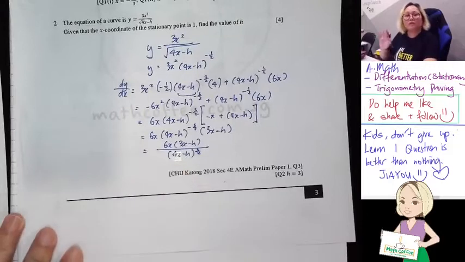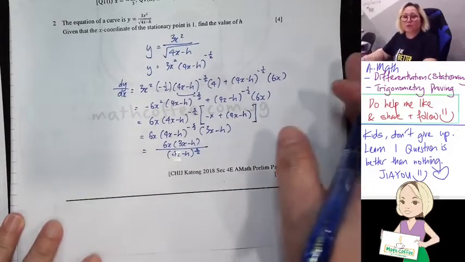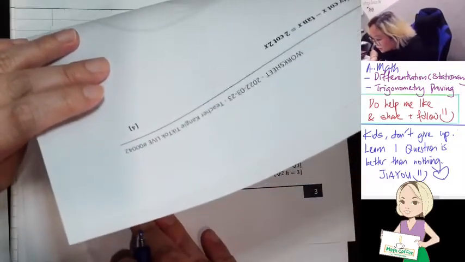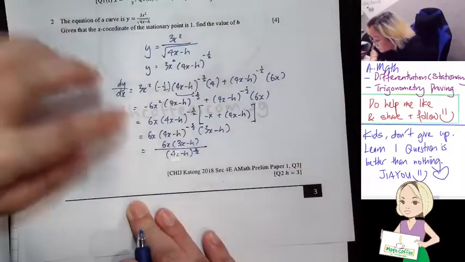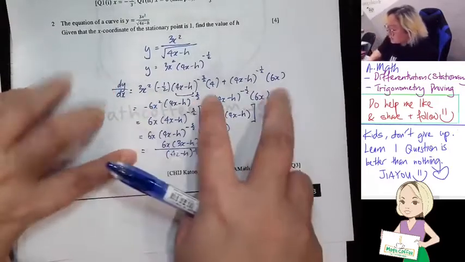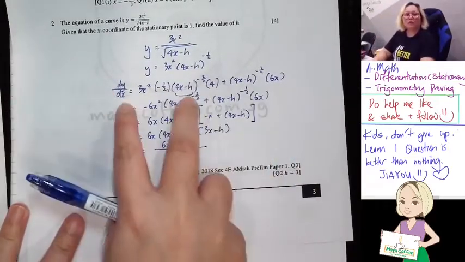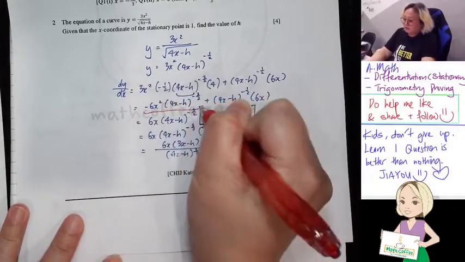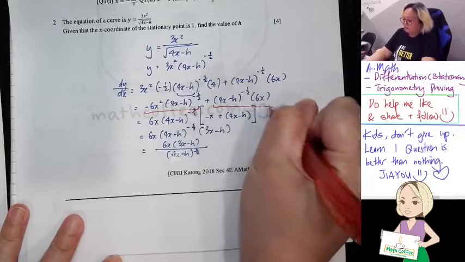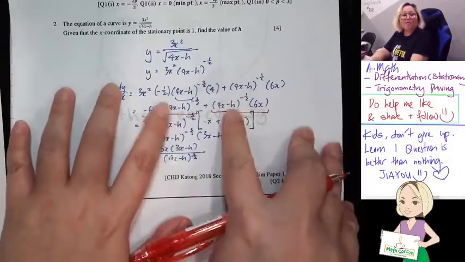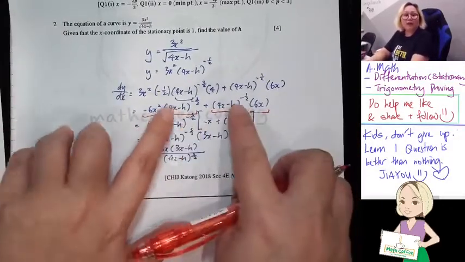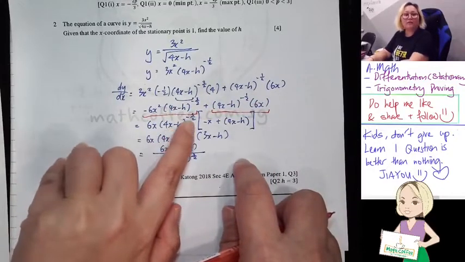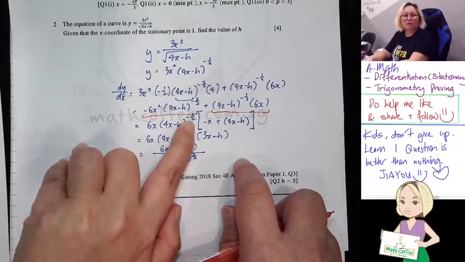So our task is to do dy dx equals to 0. Where did the 4x minus h come from? No, this is taking out the common factor. There are two terms here. See, there are two terms here. This is one term and this is one term. So I'm taking out common factor from these two terms. And the common factor from these two terms is this 6x, 4x minus h to the power of negative 3 over 2. Okay?